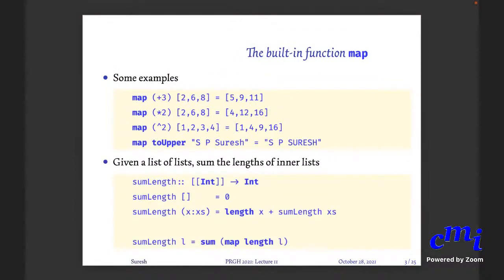Okay, and we saw already one example of that, because map length of L. Okay, you are mapping, A here is list int, and B here is int. Okay, that is the thing.